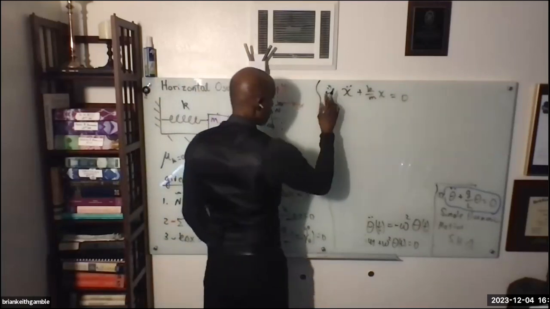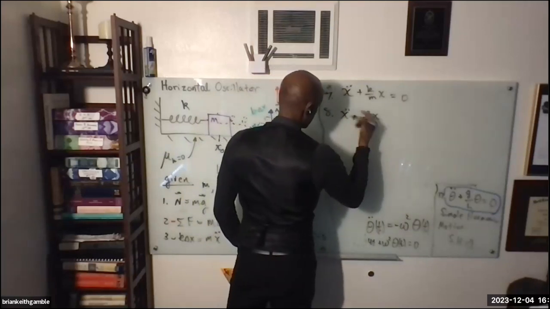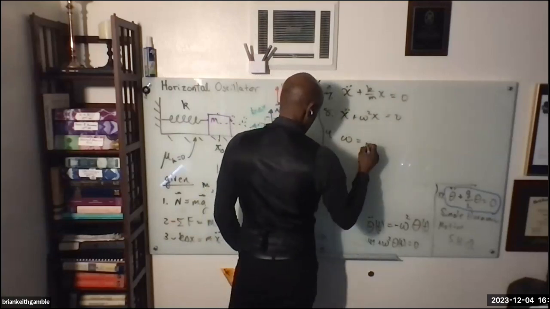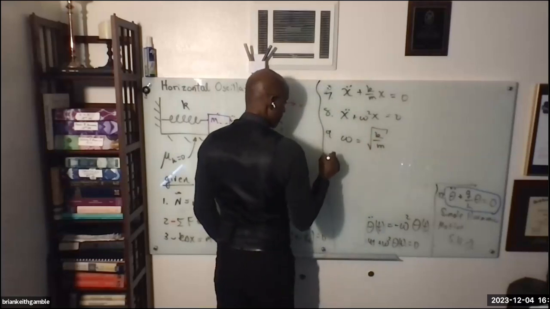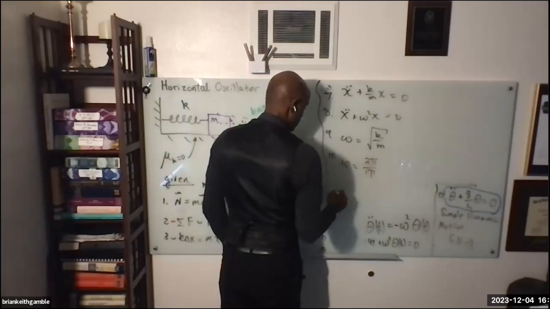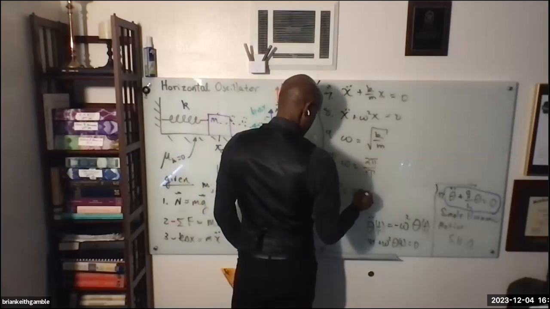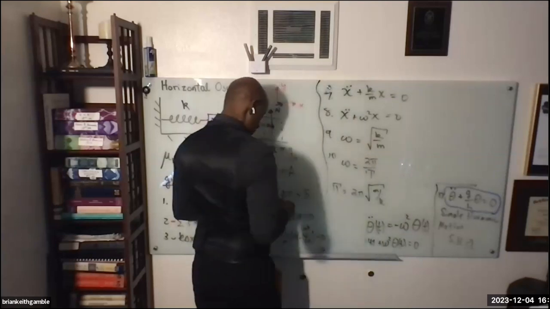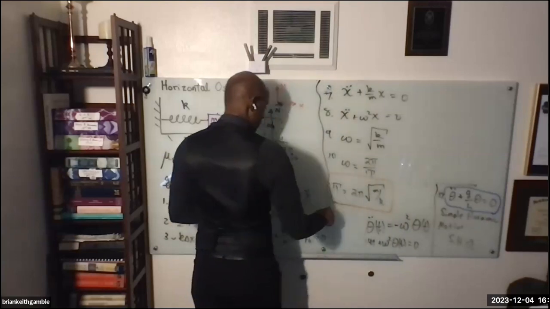You see that it has the form x double dot plus omega squared x equals 0, which tells you that omega is equal to the square root of k over m, keeping in mind that omega is equal to 2 pi over the period, so that we can get the period as 2 pi over omega, which is 2 pi times, got to flip it around, square root of m over k. And that's where the formula for the period comes from for a spring oscillator.